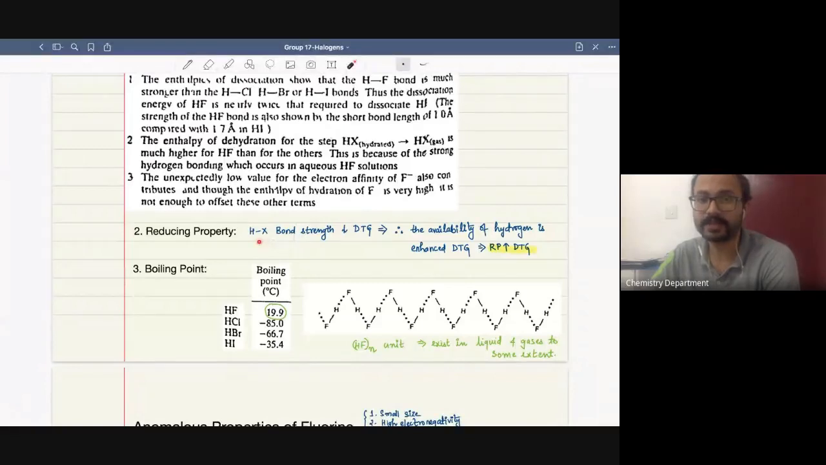Reducing property will depend upon the ease of availability of the hydrogen. So as we know, as we move down the group, the bond strength will decrease. So hydrogen would be easily available, and as you move down the group, the reducing power would be increasing.